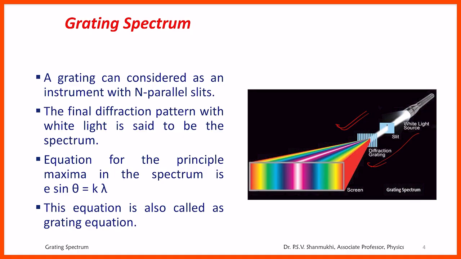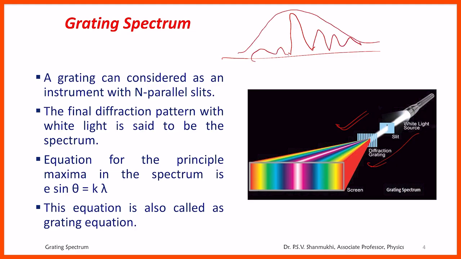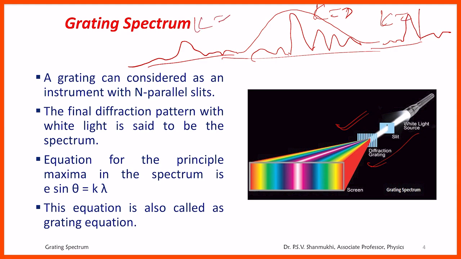We get the diffraction pattern containing a central maximum and several peaks like this. This is called one spectrum, and when you go somewhere else, there also you will get several peaks. This is called second order. Say this is k equal to 0, called the central spectrum, and k equal to 1 is the first order spectrum. On the left side also, k equal to 1 is the first order spectrum. Again you go somewhere, k equal to 2 is the second order spectrum. Like that you will get different spectra.